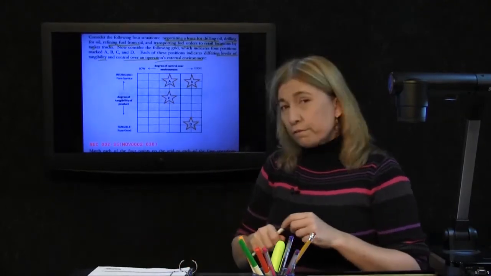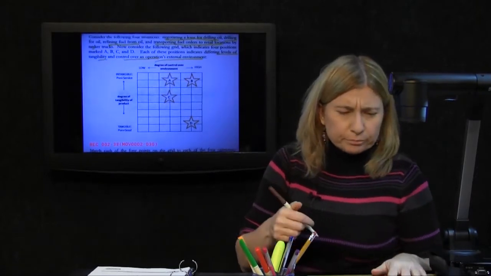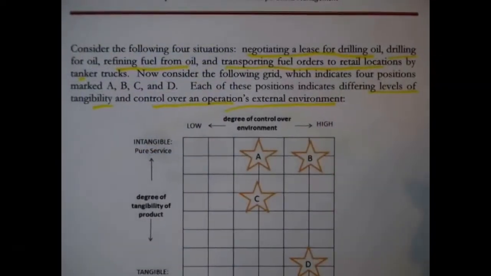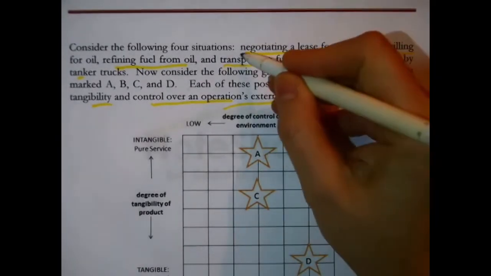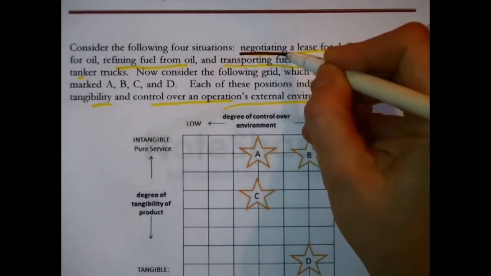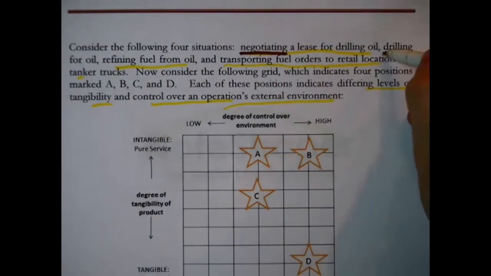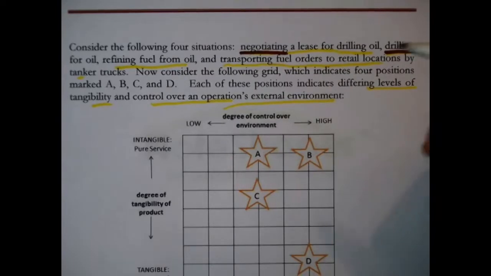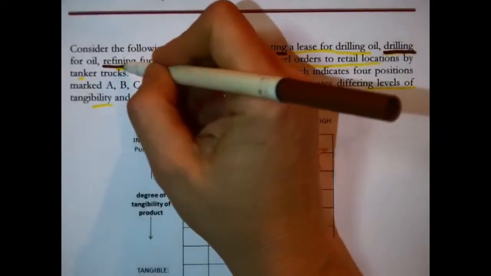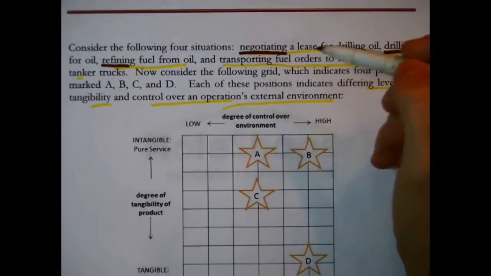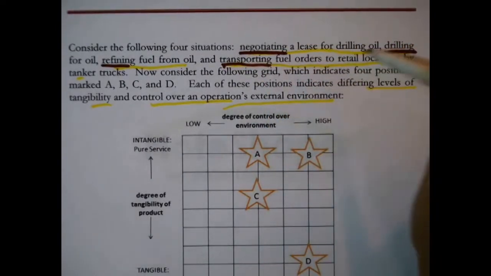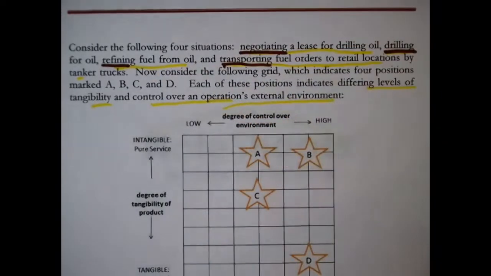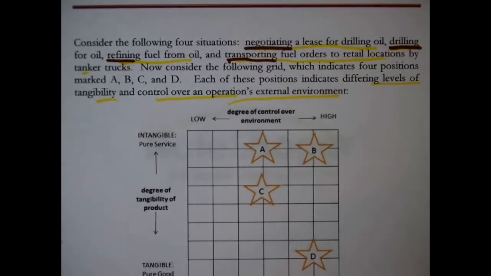Now, as I take notes, I don't want to keep writing these long phrases like negotiating a lease for drilling oil, so I'm going to abbreviate. Negotiating will be the abbreviation for negotiating a lease for drilling oil. Drilling will be short for drilling for oil. Refining will be short for refining fuel from oil. And transporting will be short for transporting fuel orders to retail locations by tanker trucks.